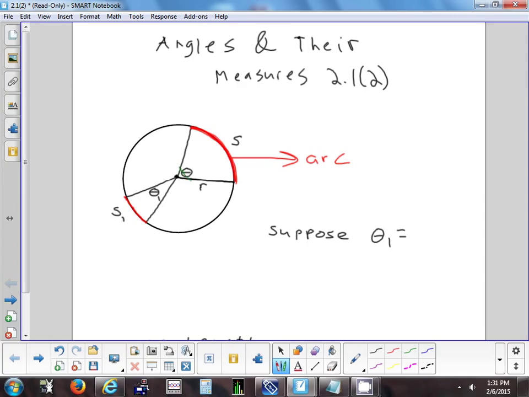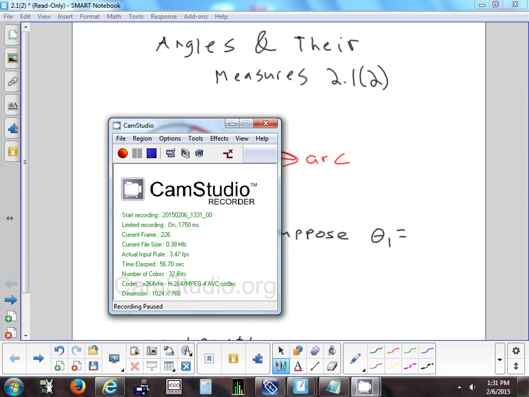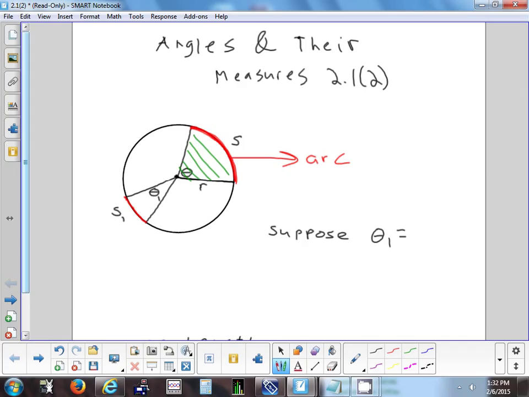Next thing we're going to do is look at how we find the area of that region. We're going to try to find the area of that region in green. Now, why can't I just use the formula for the area of a triangle? It almost looks like a triangle. What's wrong with it? Yeah, the third side is curved. It's an arc. So that's not a polygon. It's not a triangle.